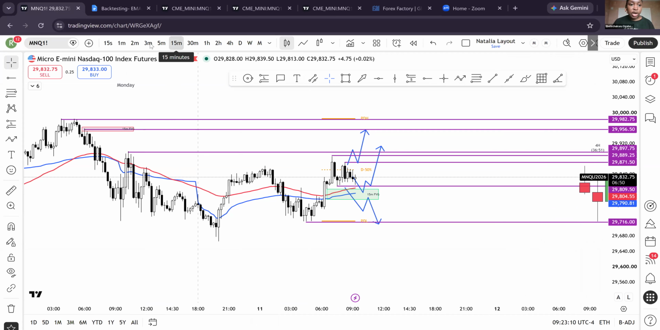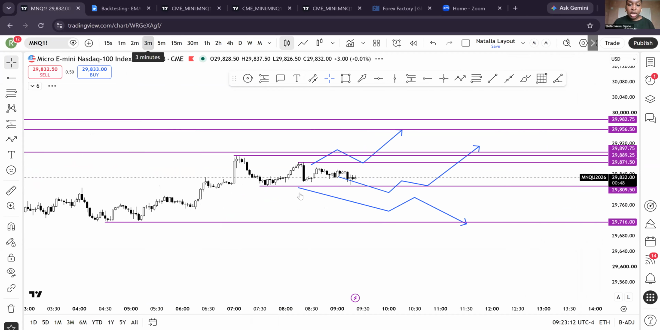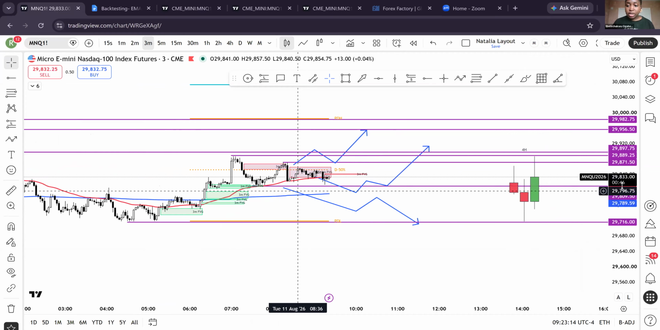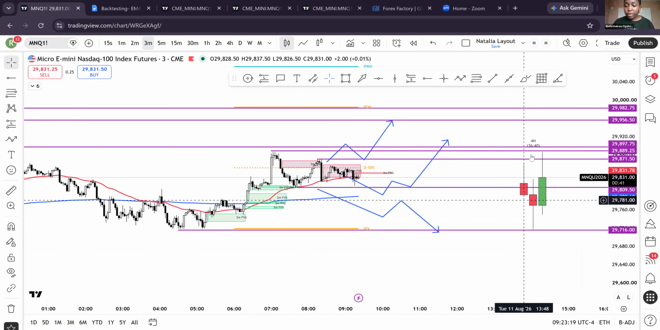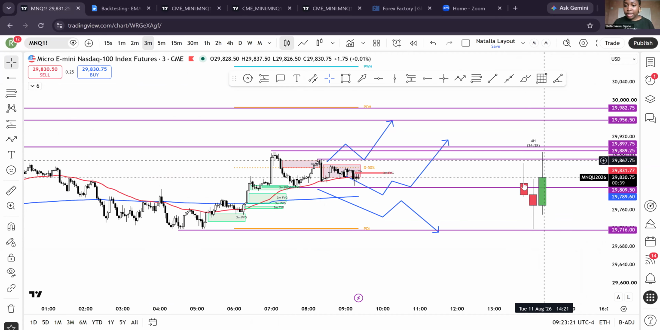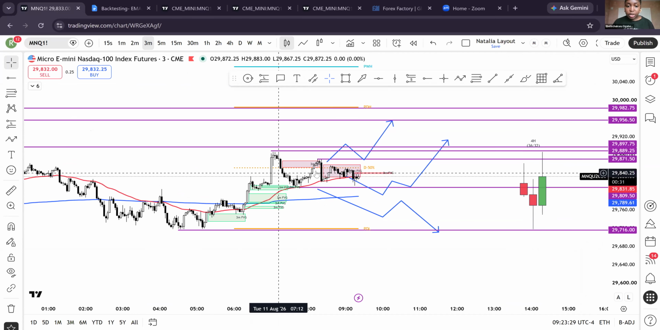So this is 15 minutes, right? And then I like to enter on the 3 minutes. What's cool about this is you see this formation, this is CRT. Price came down, made a doji. So I think we are going to continue going higher. But I do think we are going to have some pullback. You see this bearish pressure here.